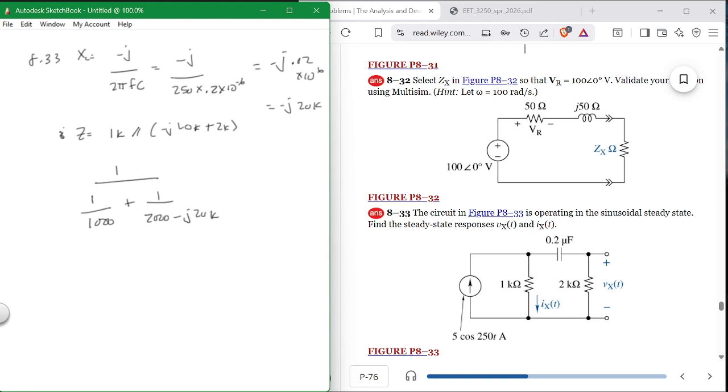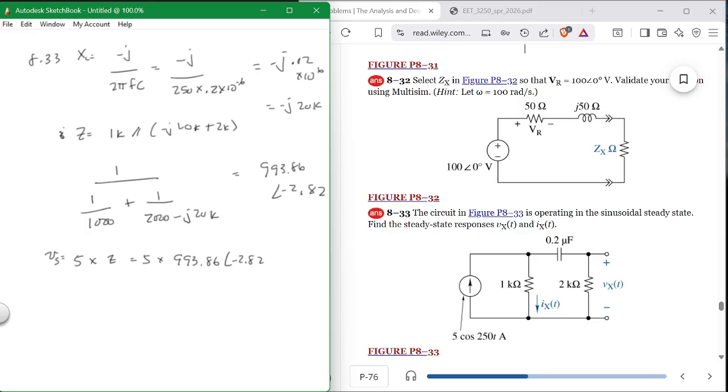I got it. Proud of myself. Okay, so I got 993.86 at angle minus 2.82. Everybody get that? Okay, so now what is V? What is the voltage across the source? The voltage across the source is equal to 5 times Z, or equal to 5 times 993.86 at angle minus 2.82.